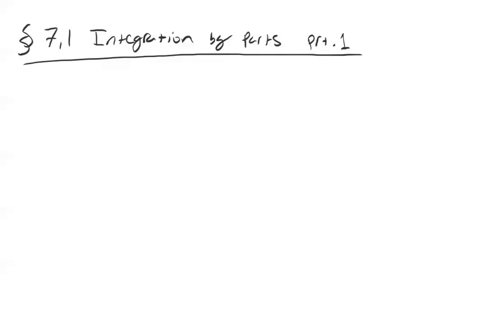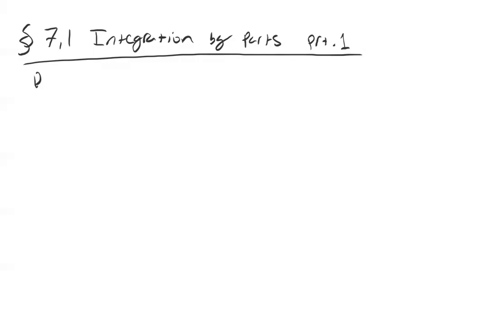Okay, so we're going to start section 7.1. So this is part one to the lectures. We're going to talk about integration by parts. And integration by parts is we're going to derive it from the product rule for differentiation.